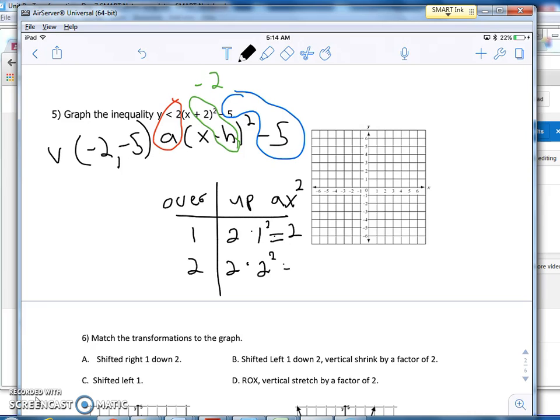2 squared is 4, 2 times 4 is 8. If it's 3, which we normally don't always get to, it's 2 times 3 squared. 3 squared is 9, times 2 is 18. The reason we say over is because axis of symmetry means this is left and right. Over is both left and right.